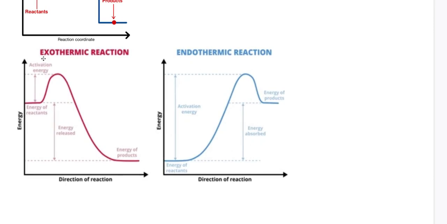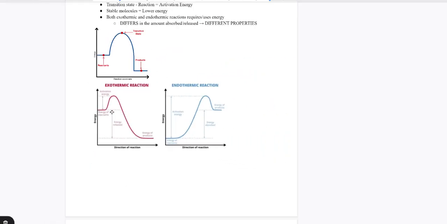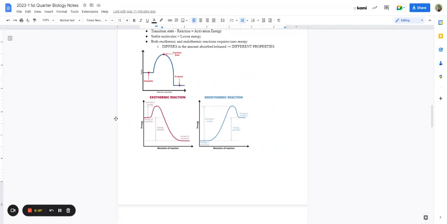So the difference between exothermic and endothermic reactions is that endothermic reactions here absorb energy, and here they release energy. Exo is out, endo is in. So exo, it goes out, endo, it goes in. And that's the end of 2.5.